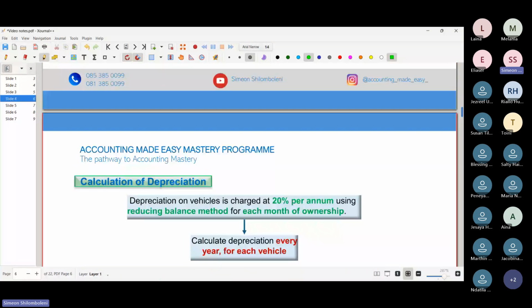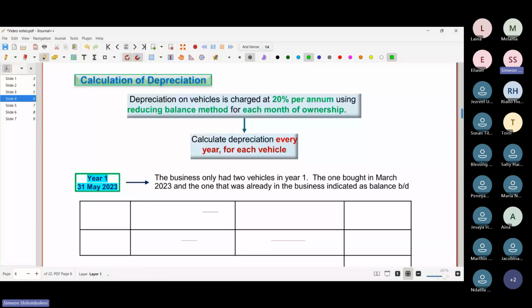Now we come here. Calculation of depreciation. Now I said, one of the things that I expect you to already know is how to calculate depreciation. But the depreciation calculation goes a step further. In grade 11, you just need to know 90,000 times 20 over 100. You get the answer, that's it. But in AS, it's a little bit technical because you don't only calculate for one vehicle, you calculate for all the vehicles that you have in the business. And you must also check how long you have been keeping them in the business.